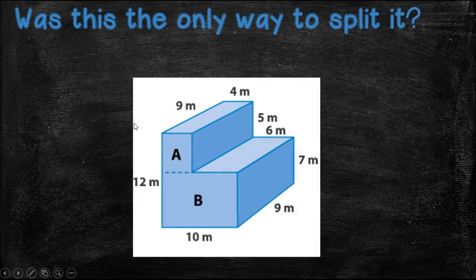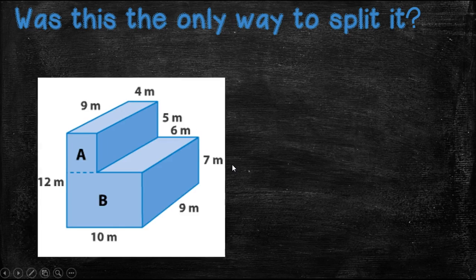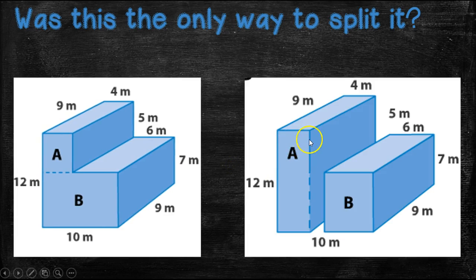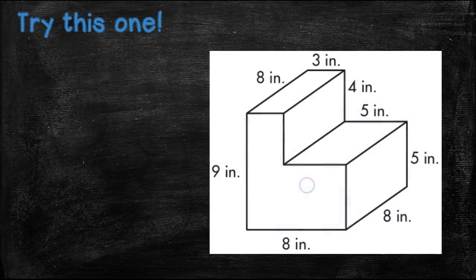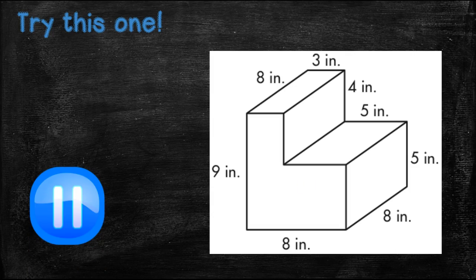So was this the only way to split this figure, the way that I did it, going straight across? No, you could have done it going up and down as well, and then figured out the volume for A, the volume for B, and added them together. It doesn't matter how you split it. If you split it in 2 rectangular prisms, you're going to have the exact same volume. So go ahead and try this one. Pause the video and come back and see if we got the same answer. Coming back in 5, 4, 3, 2, 1.